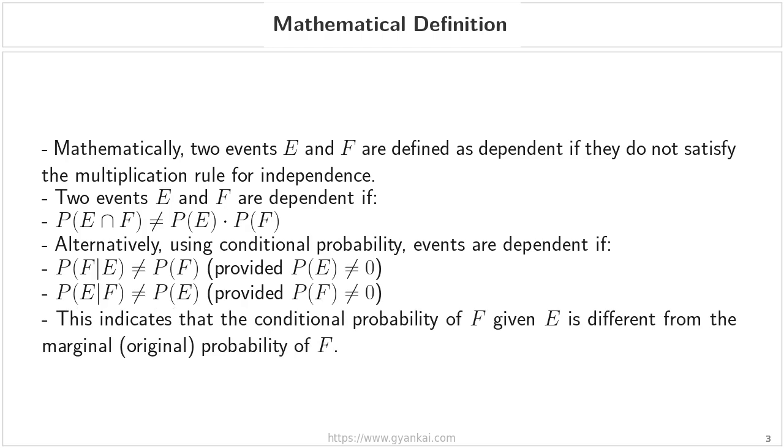Essentially, what these formulas are telling us is that the conditional probability, the updated likelihood of an event after we have new information, is different from the original or marginal probability we started with. In the next slide, we are going to apply these exact formulas to a practical example involving marbles to see this math in a real-world scenario.